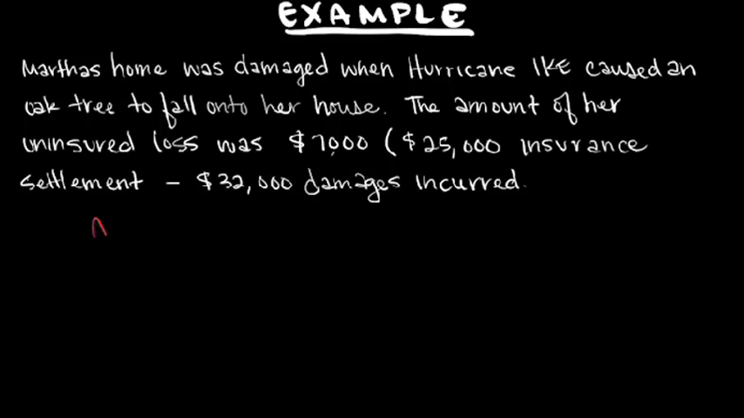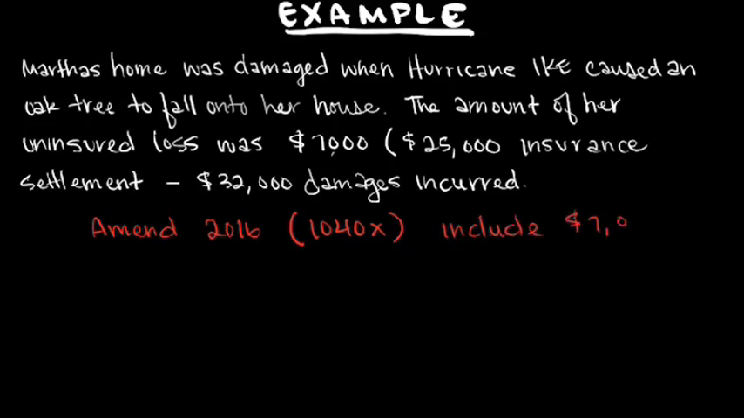So Martha can amend her 2016 tax return through Form 1040X and include the $7,000 loss that she sustained to reduce her taxable income and therefore receive a refund to be able to help her right now.